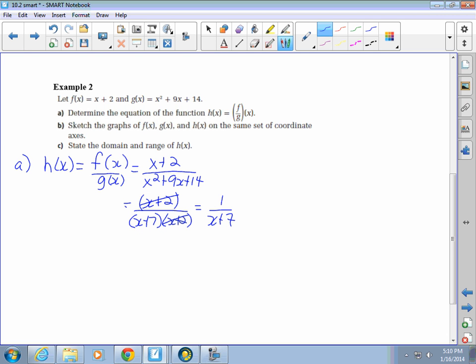Now from the last unit, we know that when we have a factor that cancels, then we have a point of discontinuity. So this is to help me find b. Point of discontinuity at x is equal to -2, or x plus 2 equals 0, and you pull it over so it's x is equal to -2. The factor that I'm left with gives me the asymptote. So my asymptote is at x is equal to -7.